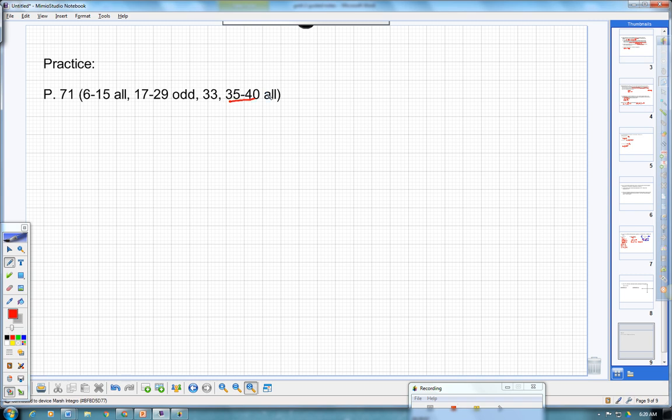Okay, so we are going to exclude or omit 35 to 40, all. We're going to omit that. This would be your practice for tonight.